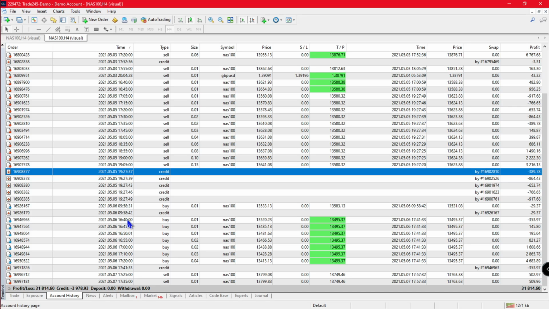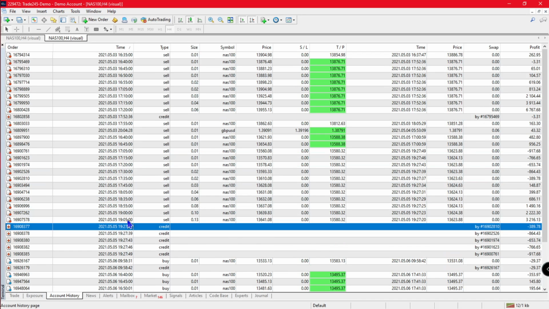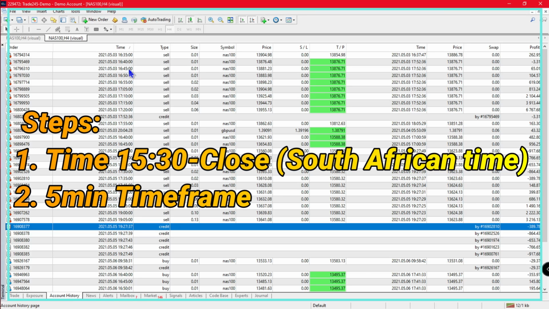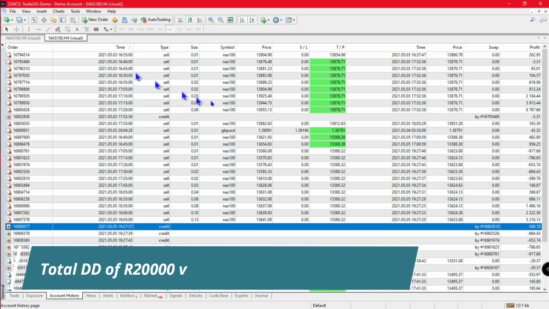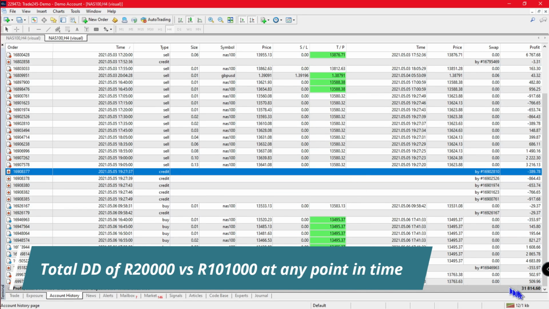That is when the market for Nasdaq is most volatile, and this was on the 5-minute time frame. So the strategy I was using was to turn the robot on at around 3:30 South African time and let it run until all the trades that it opened had closed. This allowed me to get a drawdown of around 20,000 Rand and make 31,000 Rand.